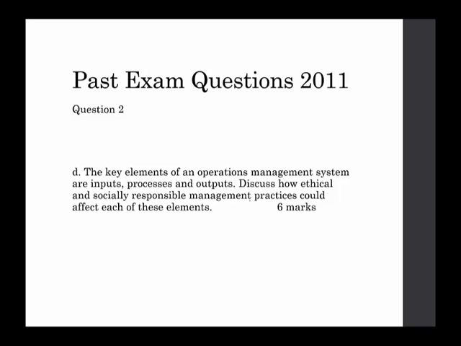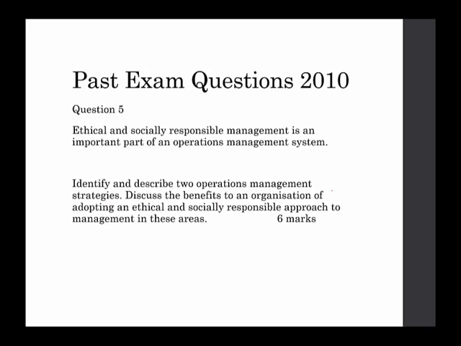So while at the start of this topic we've talked about how operations must be efficient and is all about increasing efficiency, it also needs to take into account ethics and social responsibility. Okay, the last question from 2010 that we're going to look at is identify and describe 2 operations management strategies. So any 2 strategies, discuss the benefits to an organisation of adopting an ethical and socially responsible approach to management in these areas. So you need to look at a strategy such as total quality management or just in time, and discuss the benefits.